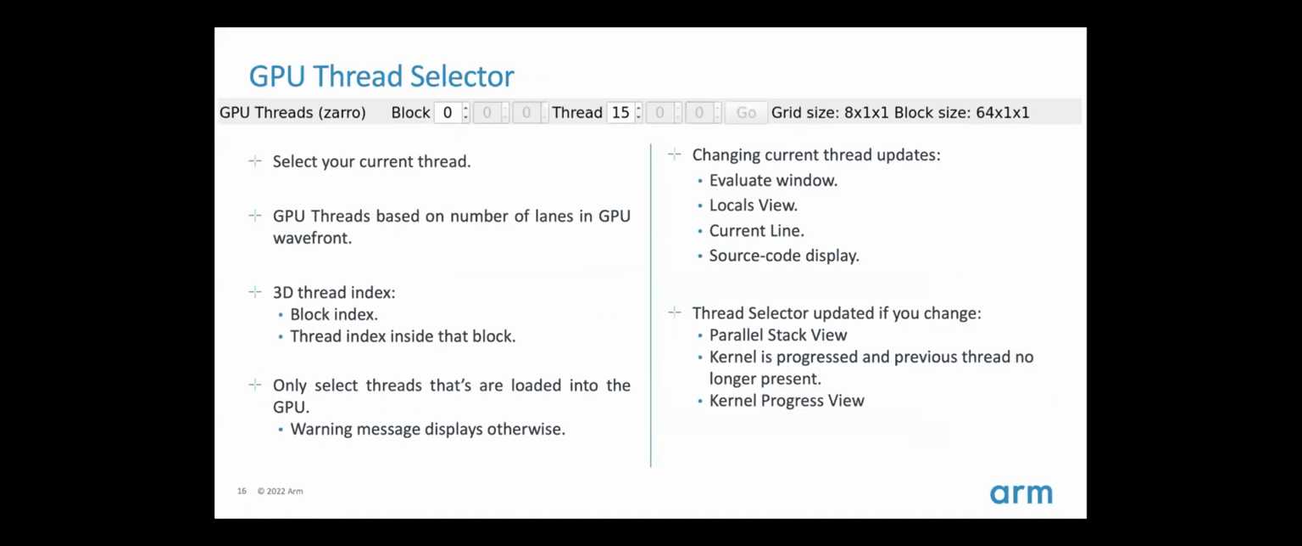So for those of you who may not have used Forge before, with a GPU, it's relatively simple. There's a section in the GUI that allows you to select the block and the thread. And then you can see everything that you want about that block and thread, right? It'll tell you the number of lanes in the wavefront. You can look at all the variables that are there. You can look at what current line it's on, and it'll relay you back to the source code, and you can evaluate variables that are on that line.